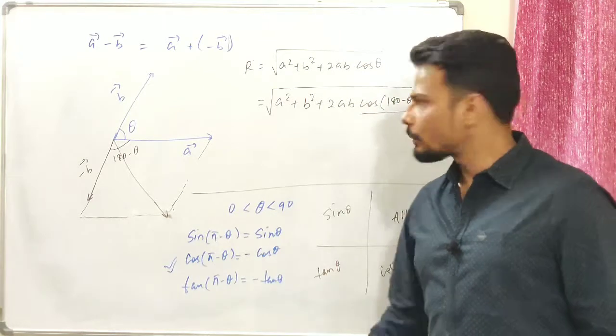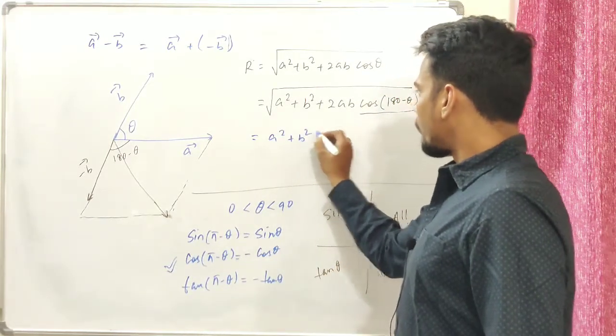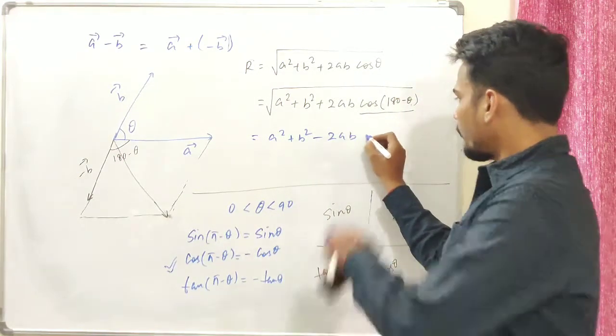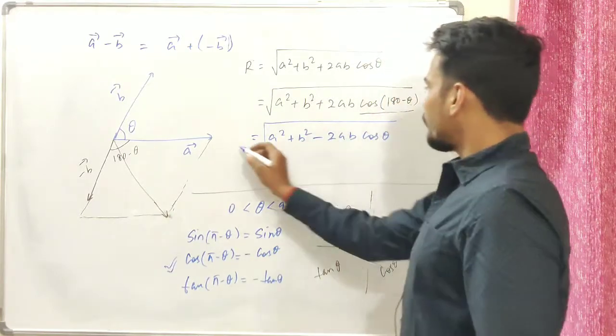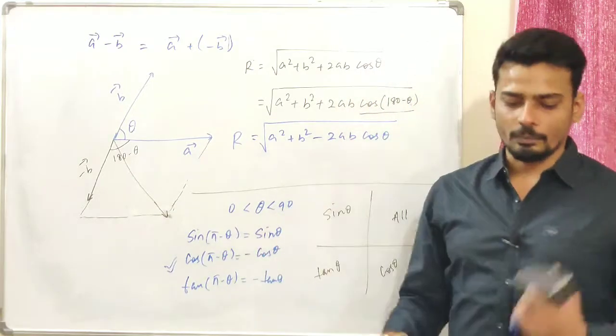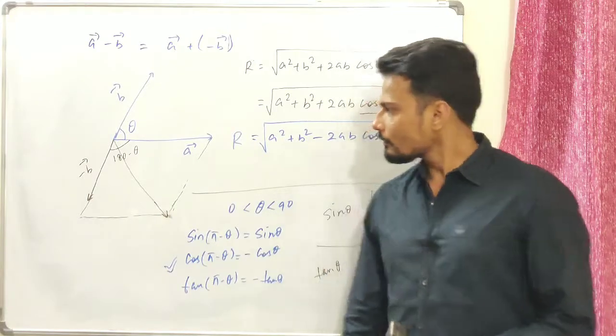negative cos theta, right? So what I'm going to get over here is a square plus b square minus 2 times ab cos of theta. So that's the resultant of addition of one vector with the negative of the other vector. So, brother, this is your addition and subtraction of vectors.